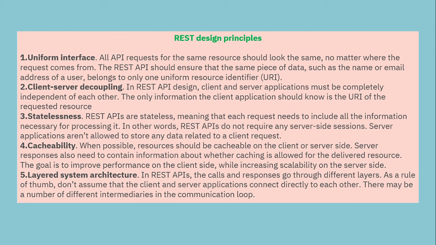And the fifth design principle is layered system architecture. In REST API, the calls and the responses go through different layers. As a rule of thumb, don't assume that client and server applications connect directly to each other. There may be a number of different intermediaries in the communication loop. So these are the different design principles we should take care of while designing REST APIs.